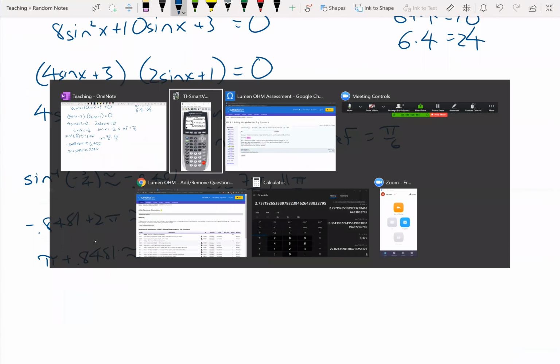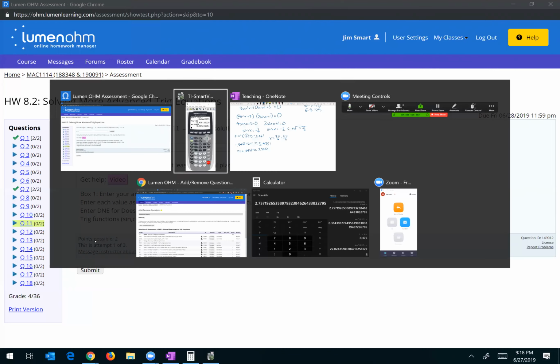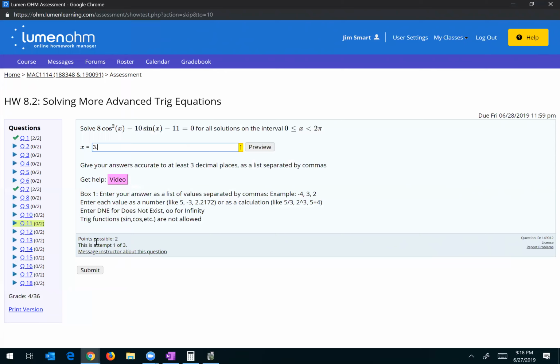3.990. All right, so let's put those in. Now this one, I think this one says decimals. I need to fix this one so that when it comes out to a special angle, it's okay. Let's see, so I got 3.990 and then 5.435.